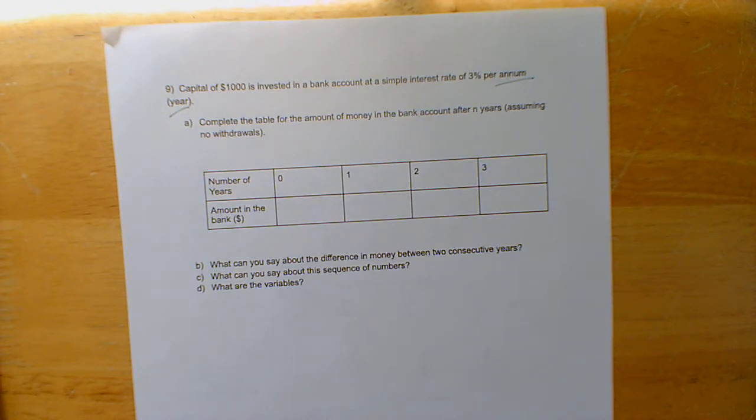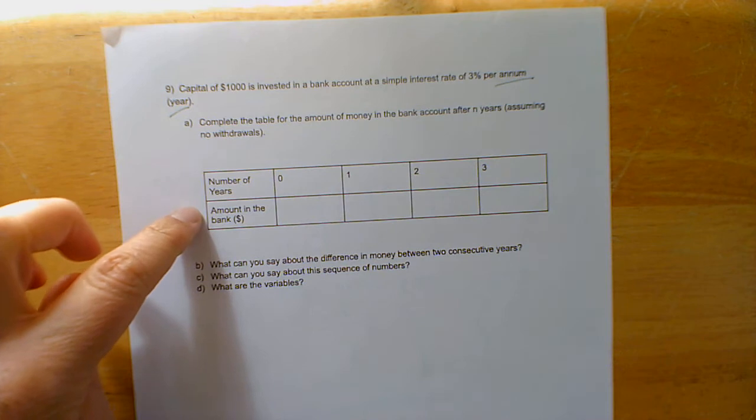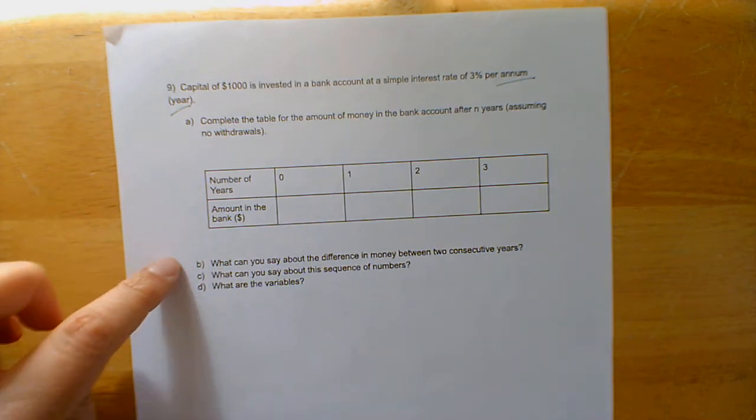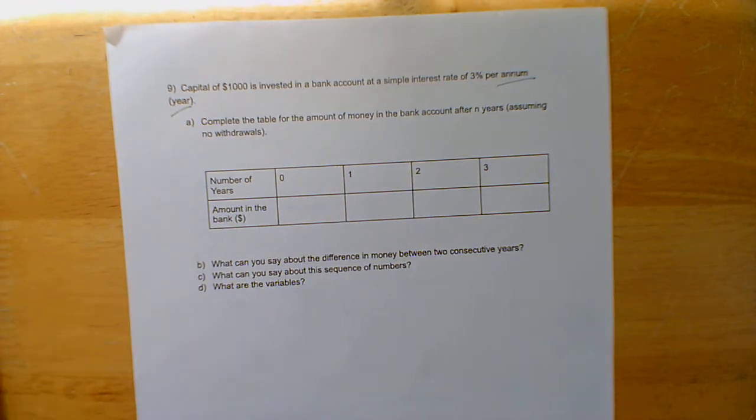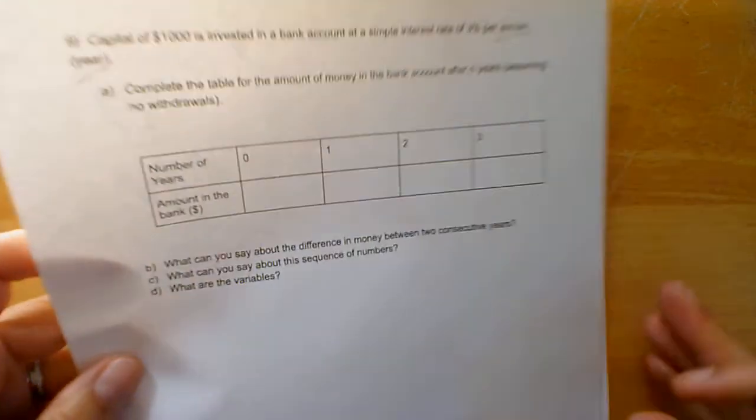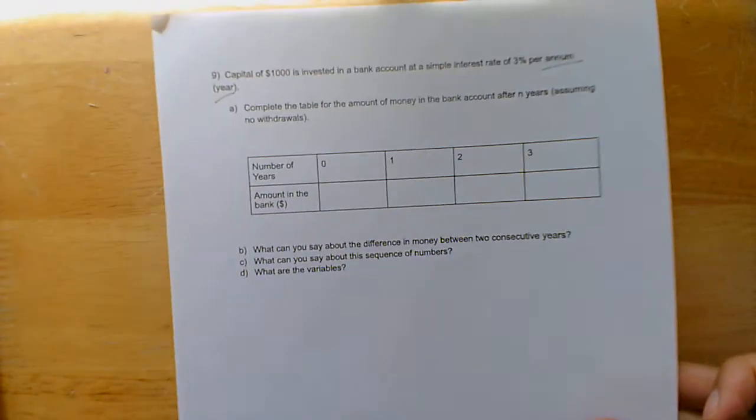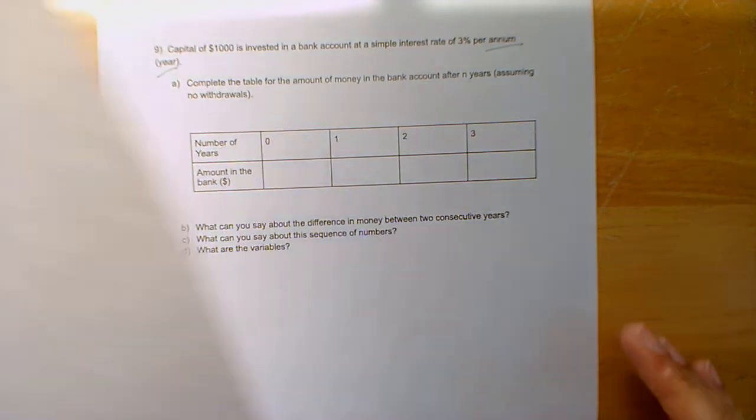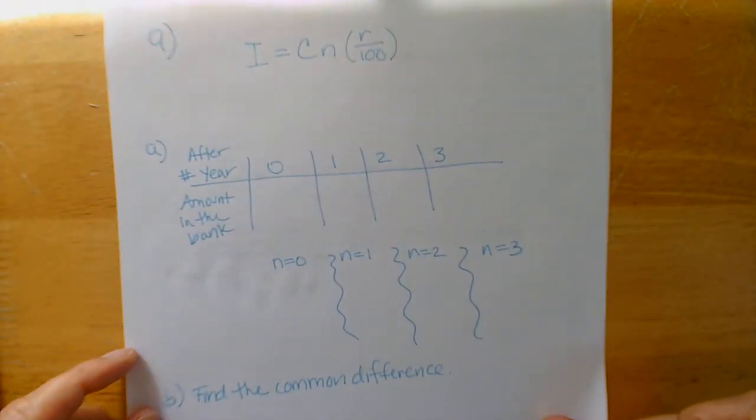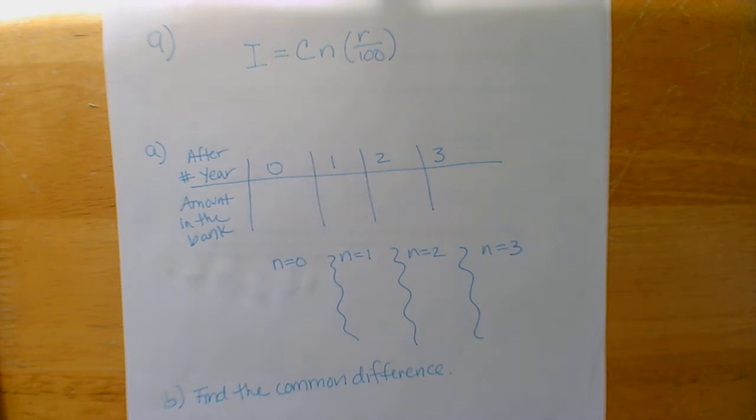Part A, we need to complete the table for the amount of money in the bank after n years, assuming no withdrawals. We have a table we need to fill out, and then we need to answer what can you say about the difference, what can you say about the sequence of numbers, and what are the variables. So let's look at this. I actually can just write it on this paper, which is great. No, you know what? Let's do this one. I like this one. So number 9, I said it.